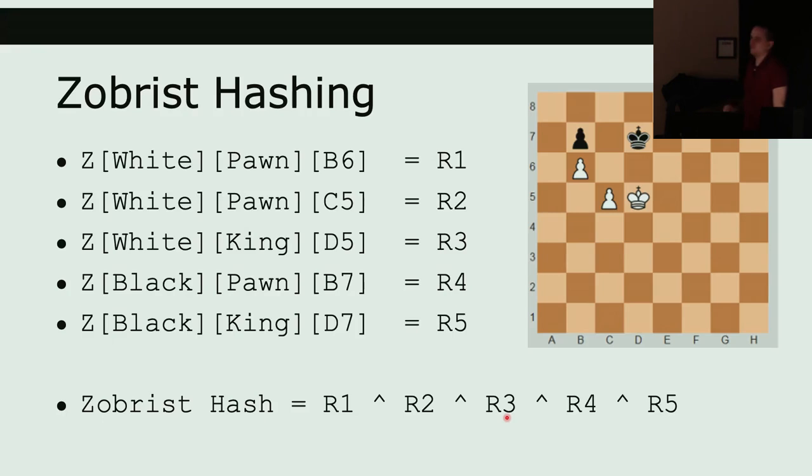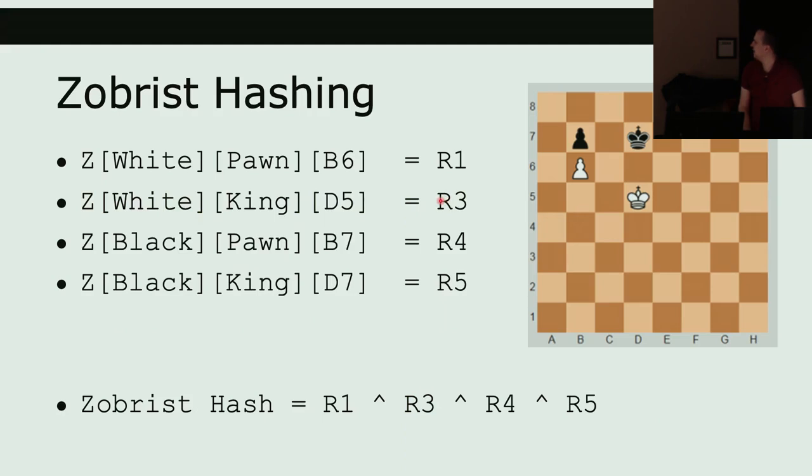So let's do a bit of a bigger example. Now I have 5 different pieces. So I have a white pawn on b6, a white pawn on c5, etc. Each of these has a random value associated with it. And so the Zobrist hash of this board state is all of those XORed together. And even when it gets this complicated, if I want to, for example, remove that white pawn on c5, that had the value of R2, so I XOR that with the whole thing, and now there are 2 R2s in the XOR. Anything XOR itself is 0, and so now I end up with that.